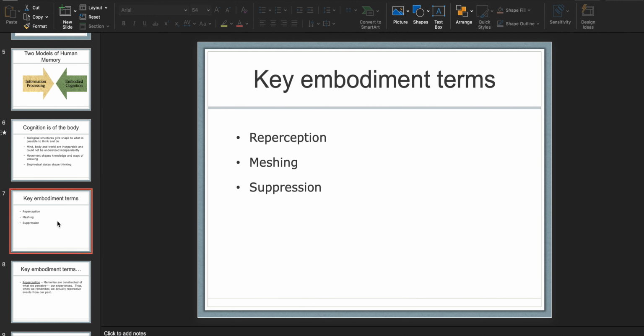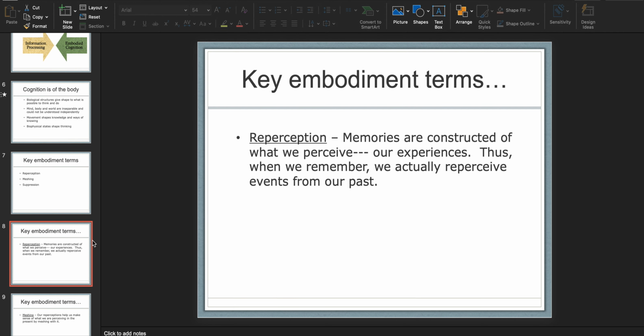And so embodied cognition theorists might use different terms to try to explain memory. One of them is reperception. When we think about a memory, embodied theorists might say we don't use a working memory processing center to pull out a memory from long-term memory storage. Rather, when we remember something, we're re-experiencing it. It's a reperception.